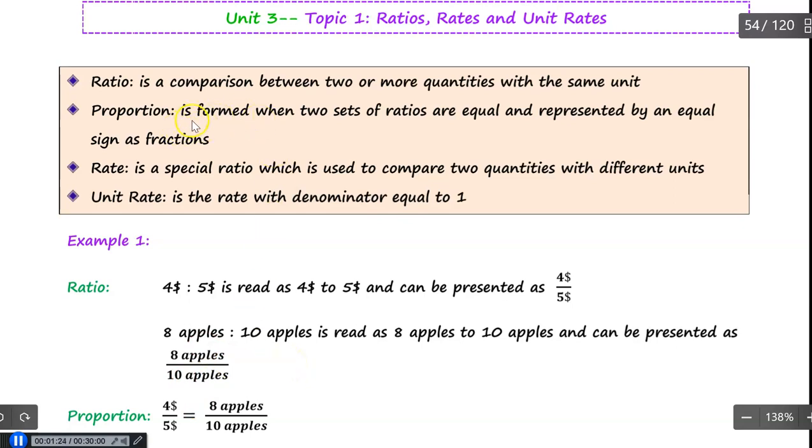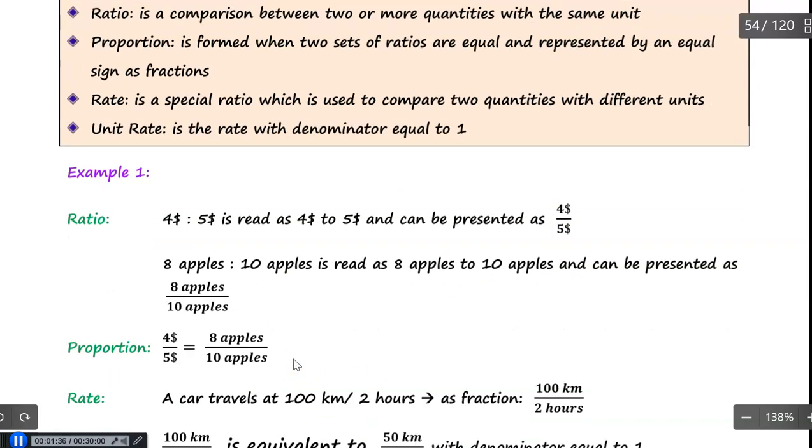So proportion is formed when two ratios are equal, represented by an equal sign as fractions. If you have ratios represented by fractions and you let two ratios equal each other, then you form a proportion. In this case, we basically have two equivalent fractions. One fraction on this side is equal to the other fraction on the other side, and one represents one ratio, the other represents the other ratio.